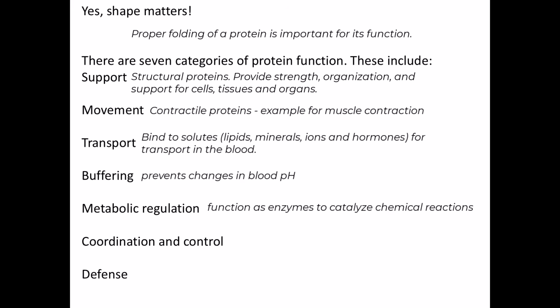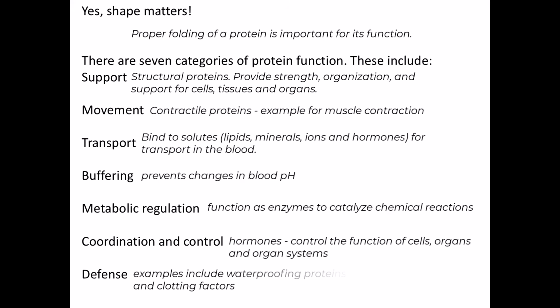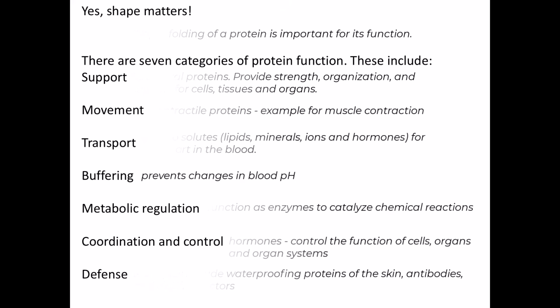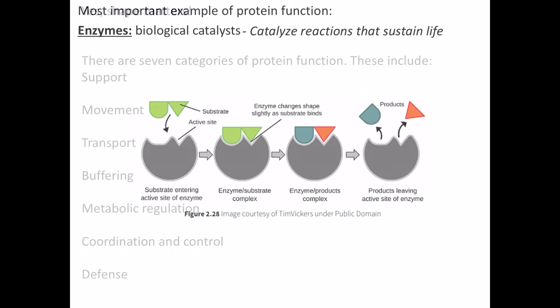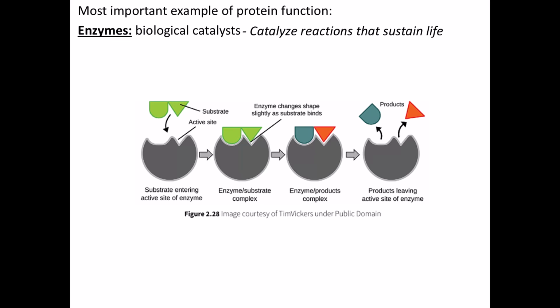Proteins involved in coordination and control include hormones, which can influence metabolic activities of every cell in the body or affect the function of a specific organ or organ system. Lastly, defense refers to proteins that defend the body in many ways. The tough, waterproofing proteins of the skin, hair, and nails protect the body from environmental hazards. Proteins called antibodies help protect us from disease by taking part in the immune system. Special clotting proteins restrict bleeding after injury. As we go through both Anatomy and Physiology 1 and 2, we will learn more about each of these specific functions in more detail.